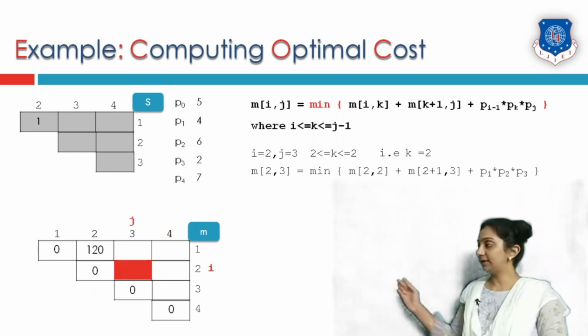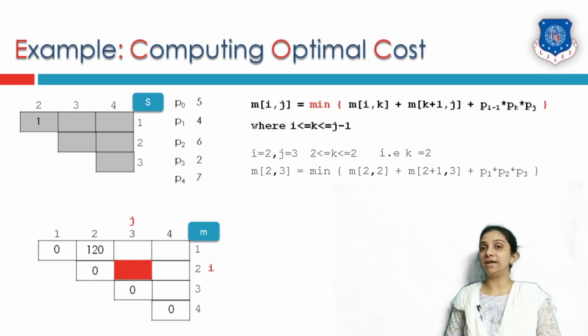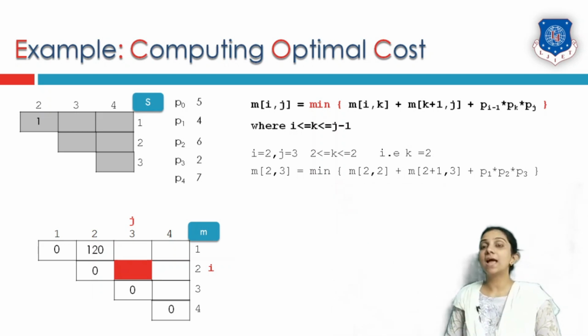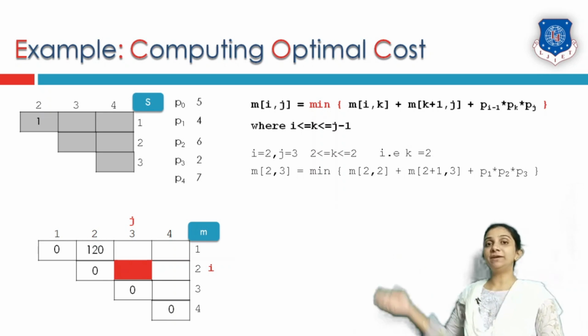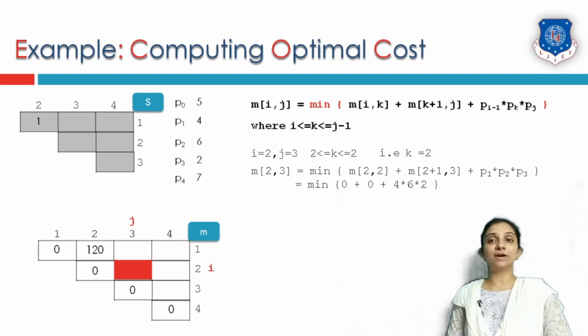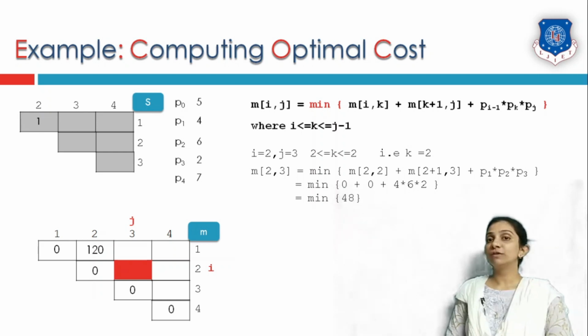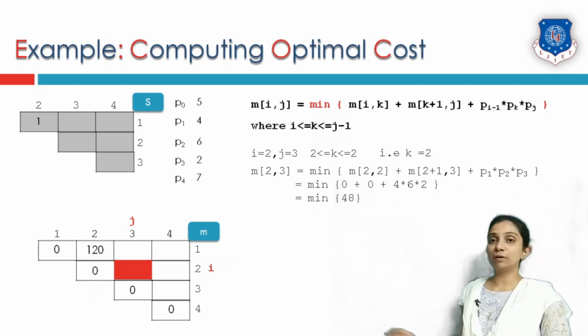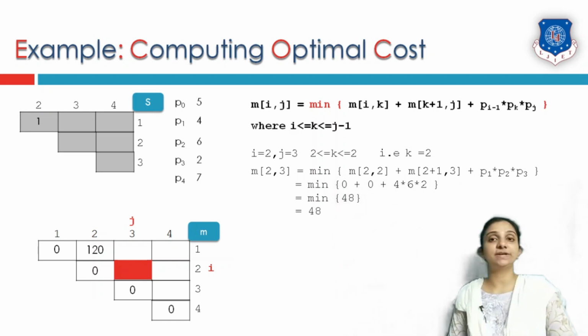formula. That turns out to be m of 2 comma 3 equals minimum of m of 2 comma 2 plus m of 2 plus 1, that is 3 comma 3, plus p of i minus 1, p of k and p of j, that is p1 p2 into p3. Now p1 p2 p3 is 4 into 6 into 2, and m of 2 comma 2 and 3 comma 3 is 0. So the resultant value is 48.